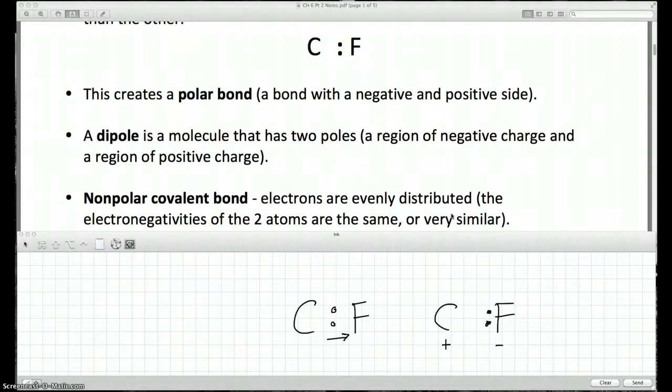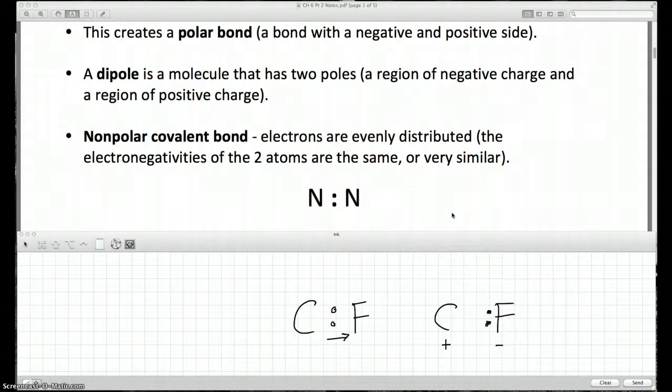A non-polar bond is when the electrons are evenly distributed. Example here is if we have two of the same element sharing electrons. So let's say we have a nitrogen and a nitrogen bond there. But again, I'm going to draw it with the dots. Well, we have two nitrogens here. Nitrogens have the same electronegativity. Any two identical atoms will have identical electronegativities.